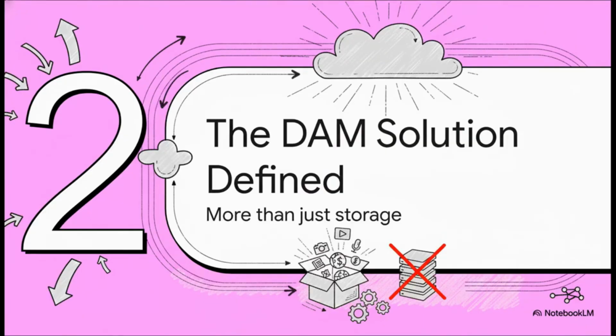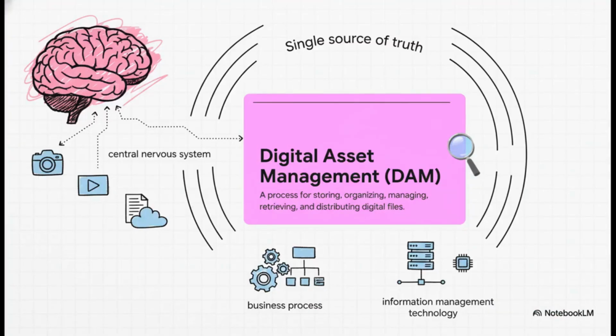Okay, so the problem is pretty clear, right? Now let's talk about the solution. And this is really important because we need to define what a digital asset management system really is. Because I'll tell you, right now, it is so much more than just another place to dump your files. So what are we talking about here? Well, at its heart, digital asset management is 2 things at once. It's a business process, and it's a technology.